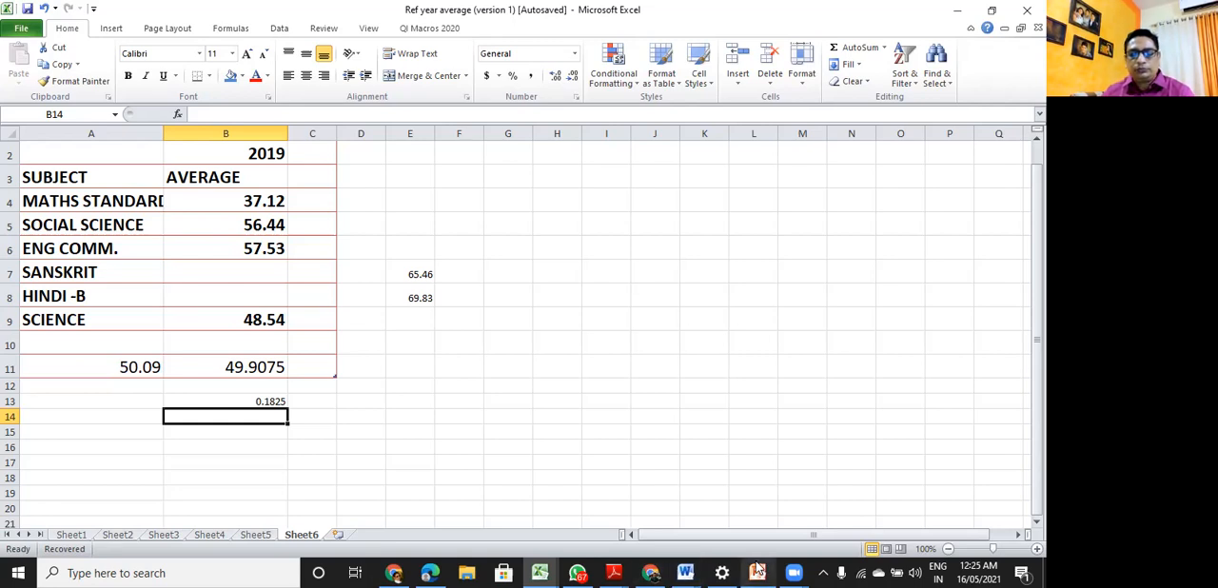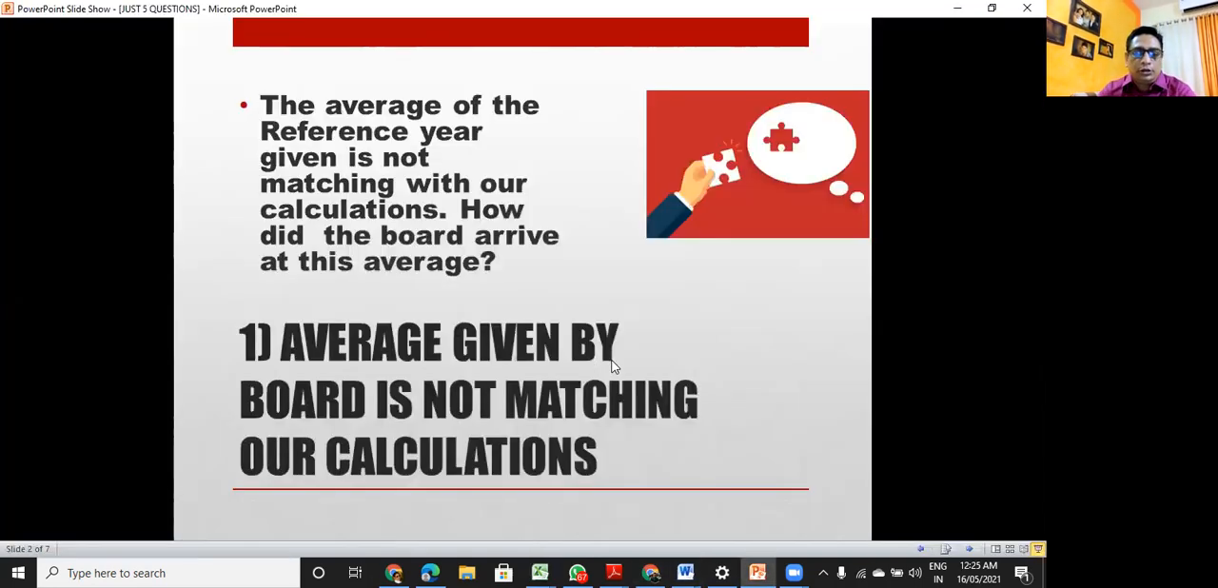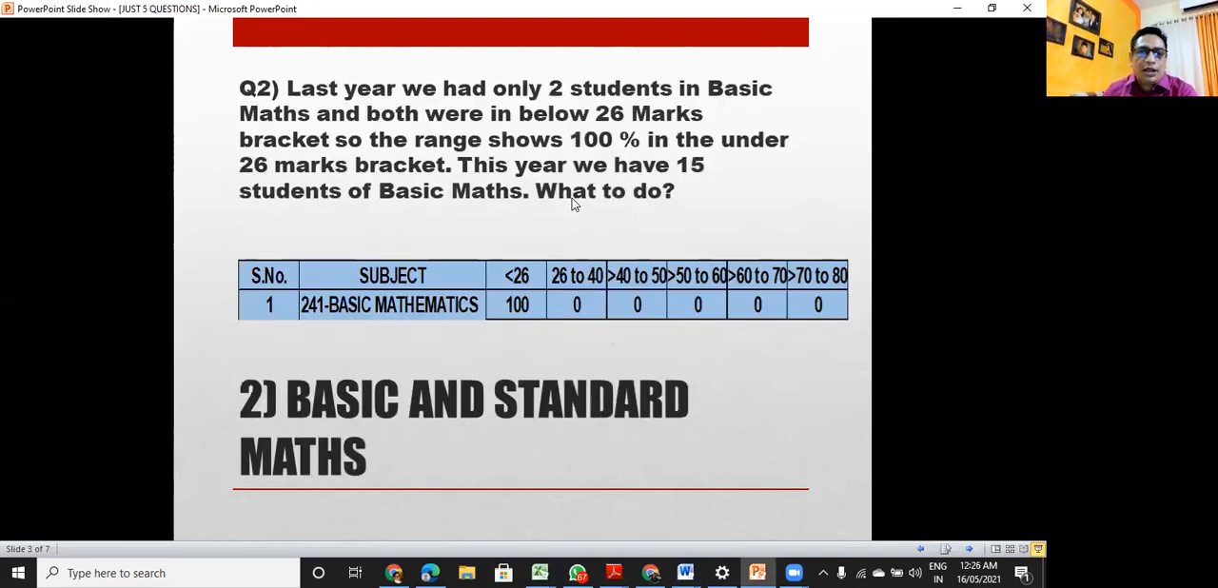Now I'll go to the next question. So the second question is this one. Last year, we had only 2 students in basic maths and both were below 26 marks. The bracket that I'm talking about is this bracket, below 26. So 2 children, both below 26, 100% children below 26. This year, we have, let's say, 15 kids. Do we put all the 15 kids in this below 26 bracket, taking into account that 100% of the students were in the lower bracket in the previous year? The answer for this is no.